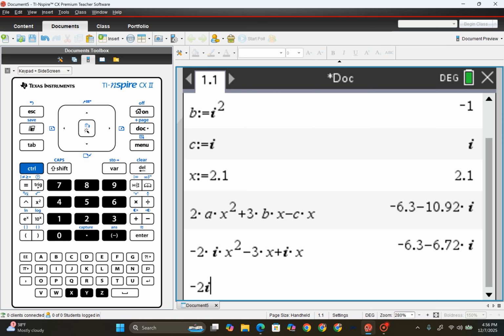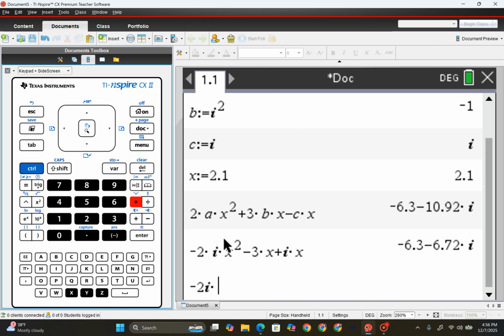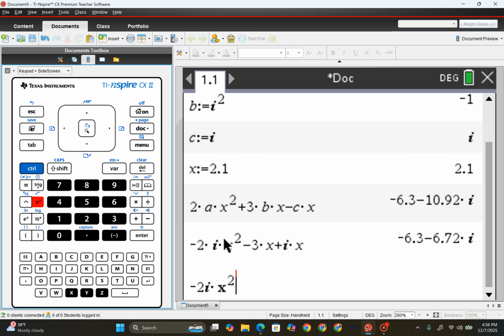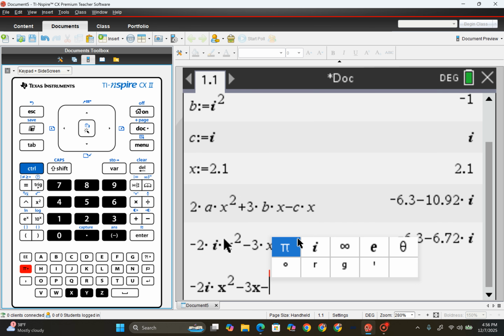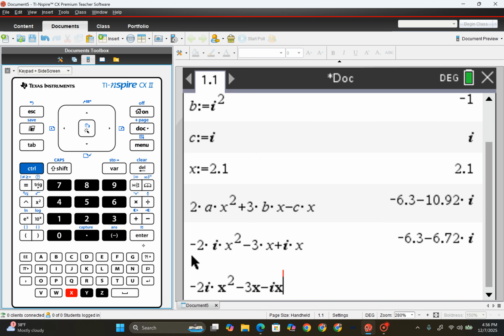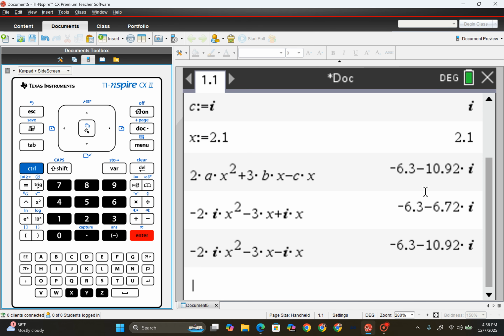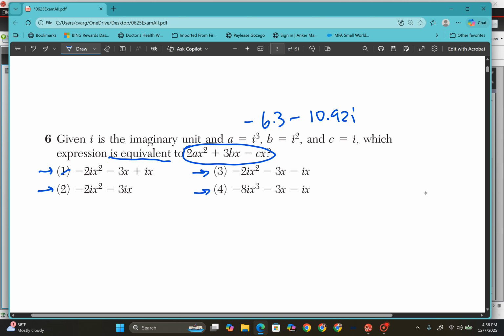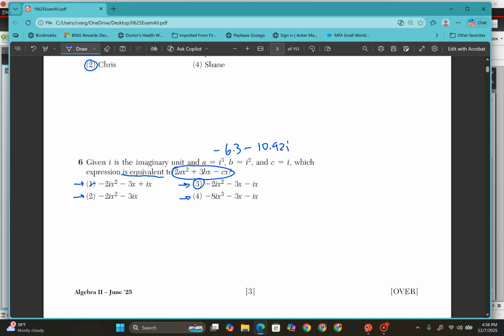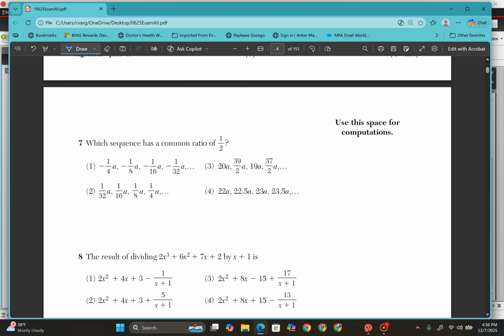I times x squared minus 3x, cool, minus i x, and we hit enter, and you see how they give you the same thing, right? So this is the same thing as this, so that means that my answer choice is going to be 3. Okay, all right, pretty straightforward.